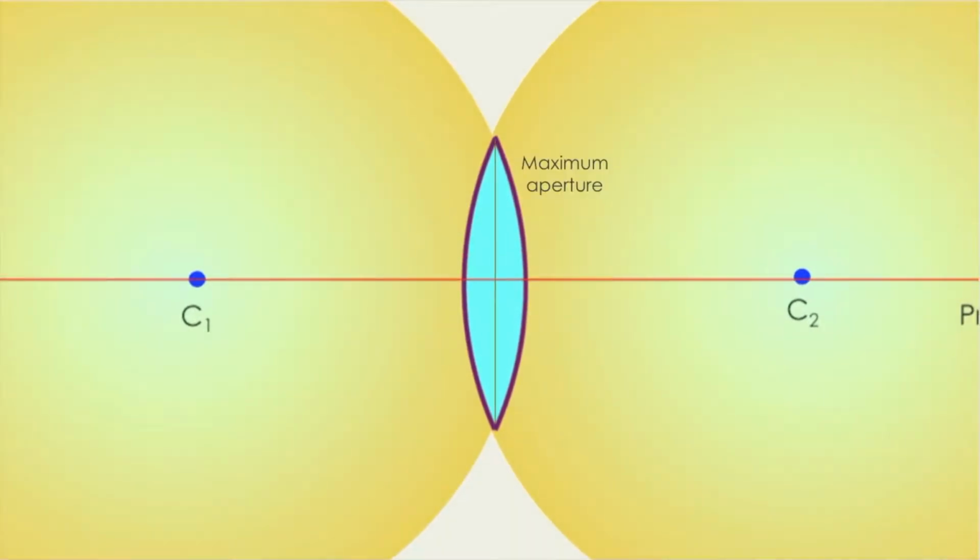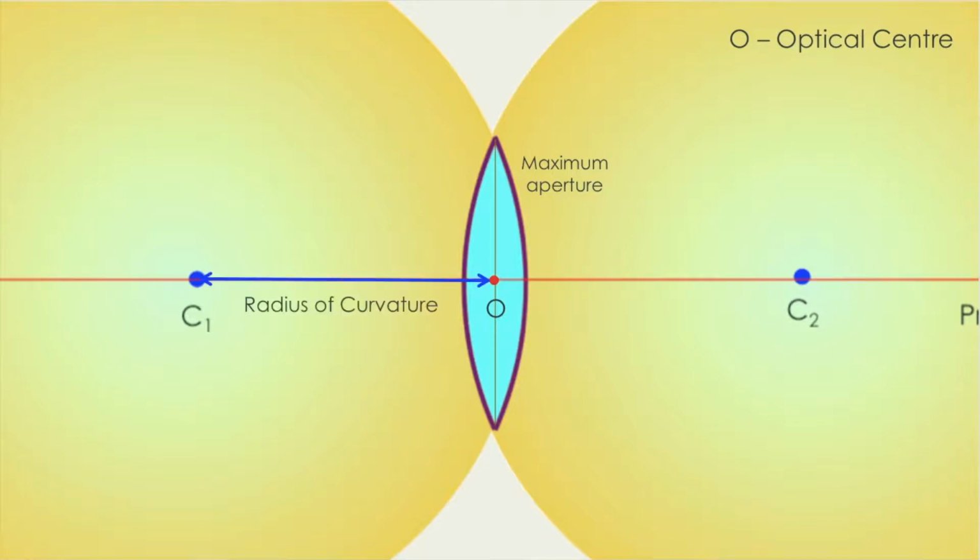This is the maximum aperture. Aperture is a term that is used to signify the area of light that can go into the lens. So do understand that aperture is not a line but an area. The point at which the aperture intersects the principal axis is the optical center O, and the distance from the centers of curvature to the optical center is called the radius of curvature.